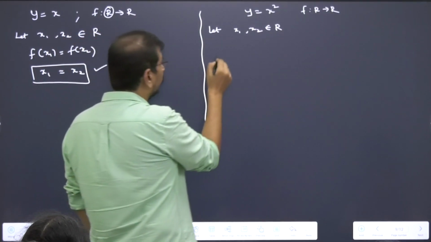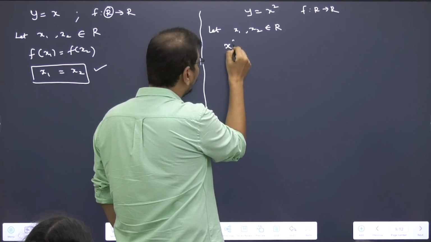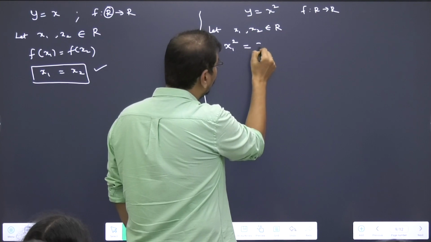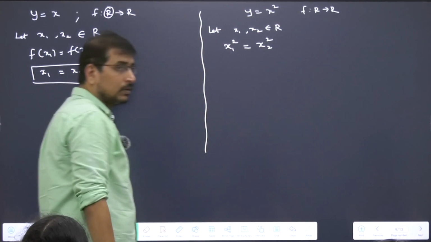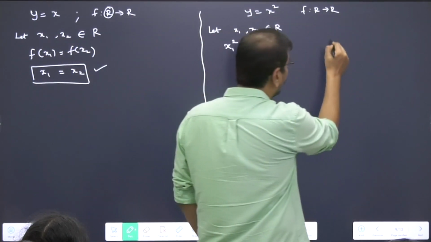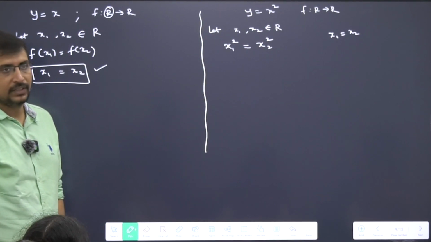Now, f of x1 is equal to f of x2. So what is f of x1? x1 square is equal to, what is f of x2? x2 square. Normally, what do we write? We write x1 is equal to x2. Taking the square root on both the sides, it is x1 is equal to x2.